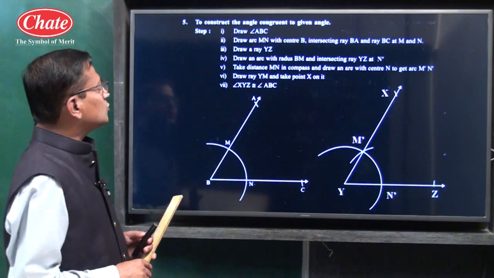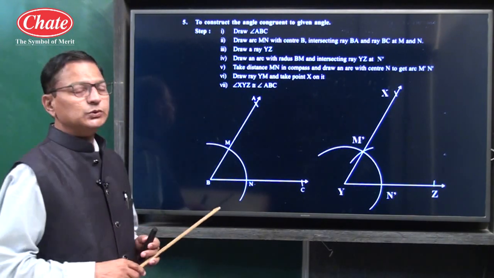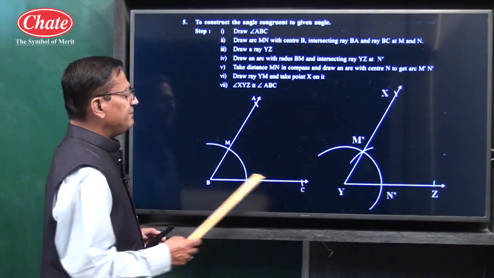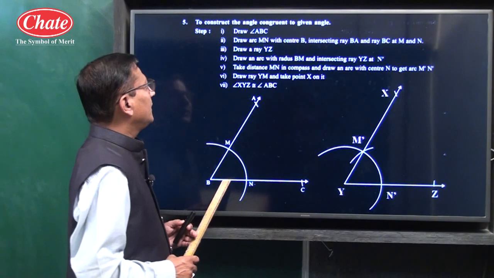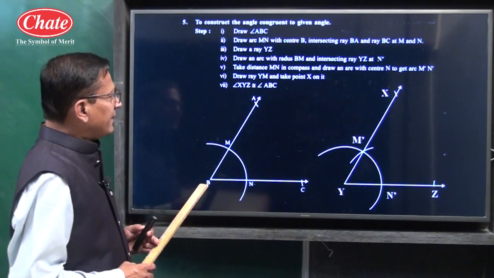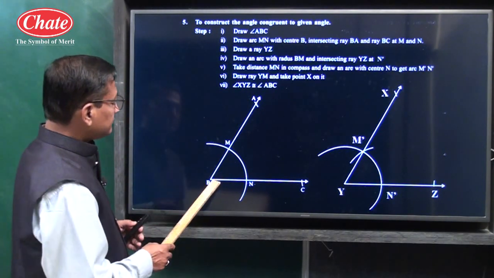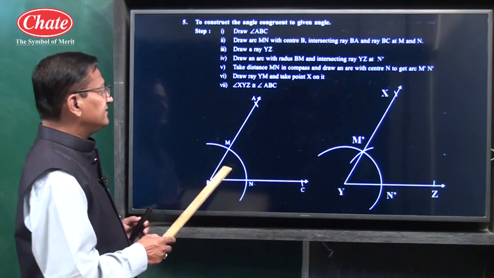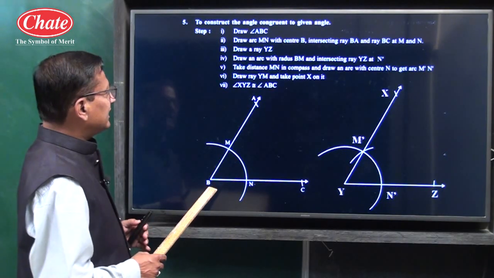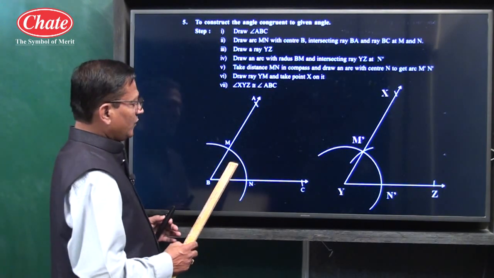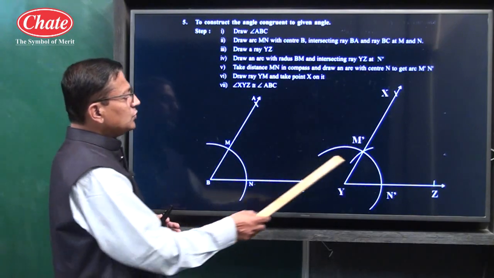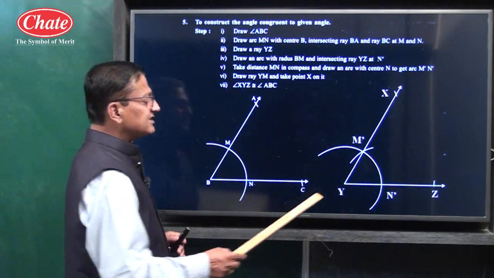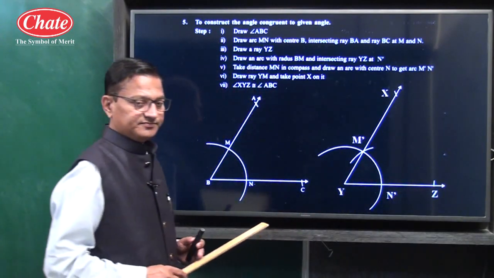See next. To construct an angle congruent to a given angle. Number one, draw any angle ABC. Draw arc MN with center B. Draw ray YZ. We have to draw a new angle which is congruent to the given angle. So first draw ray YZ.